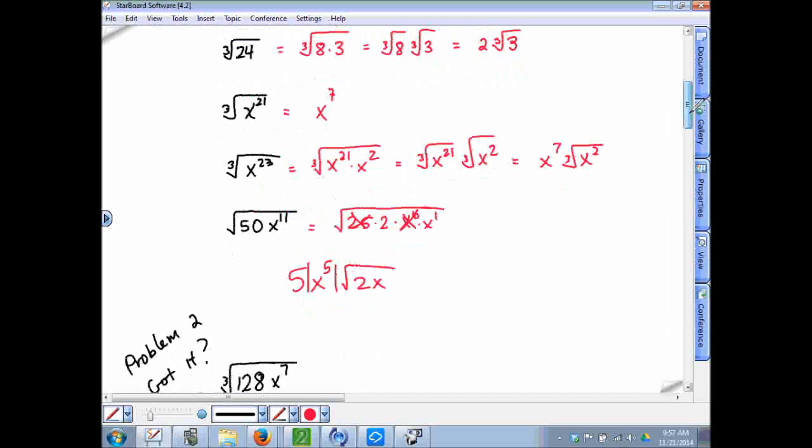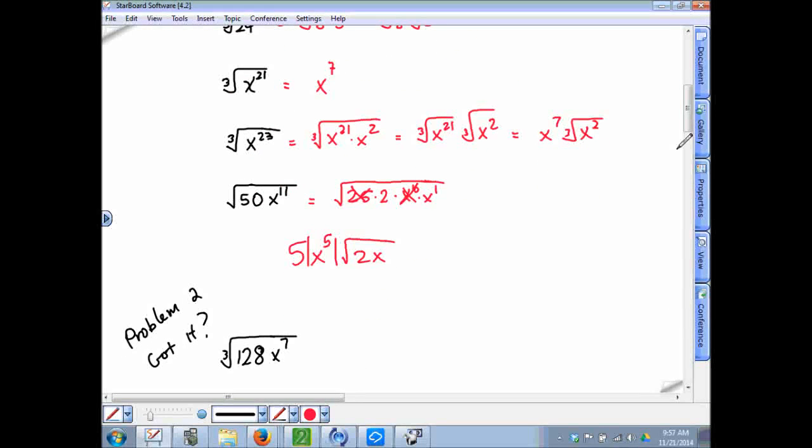You with me? Cube root of 128 times x to the 7th. You know what would be really helpful right now for you guys is to make a list. You all know the perfect squares. You've memorized most of those, but what are the perfect cubes? You've got to have that list somewhere in your notes. 8's a perfect cube. What else?